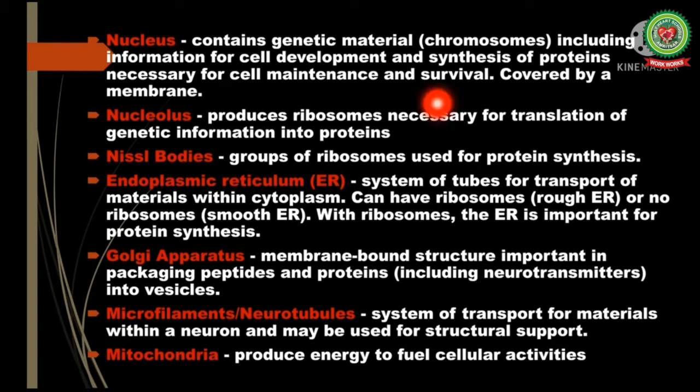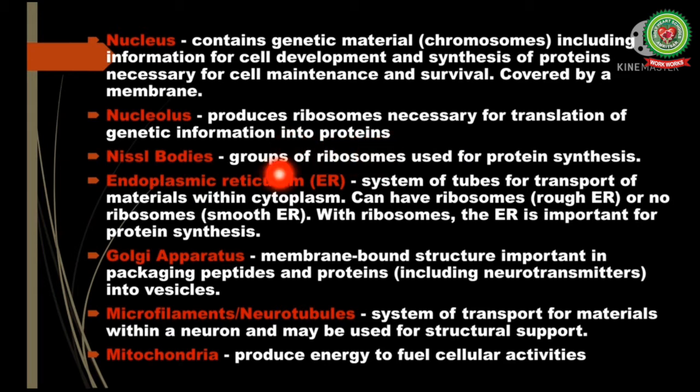Nucleus contains genetic material including information of cell development and synthesis of proteins necessary for cell maintenance and survival. It is covered by a membrane called nuclear membrane. Then is nucleolus that is present in the cell body and it produces ribosomes necessary for translation of genetic information into protein.